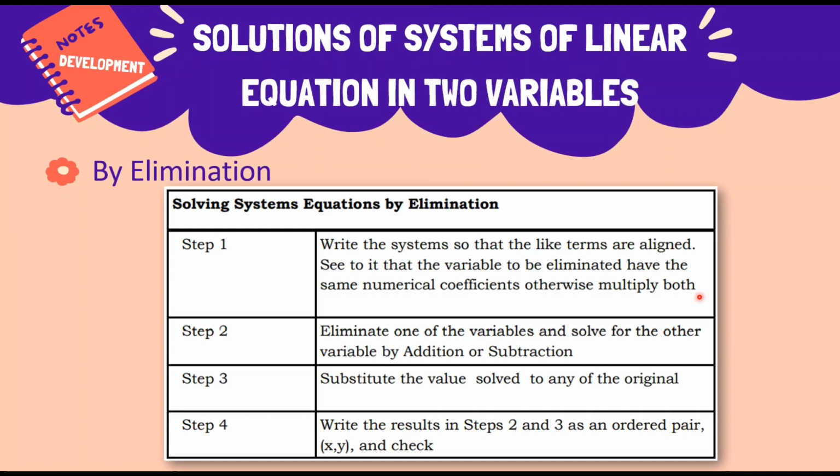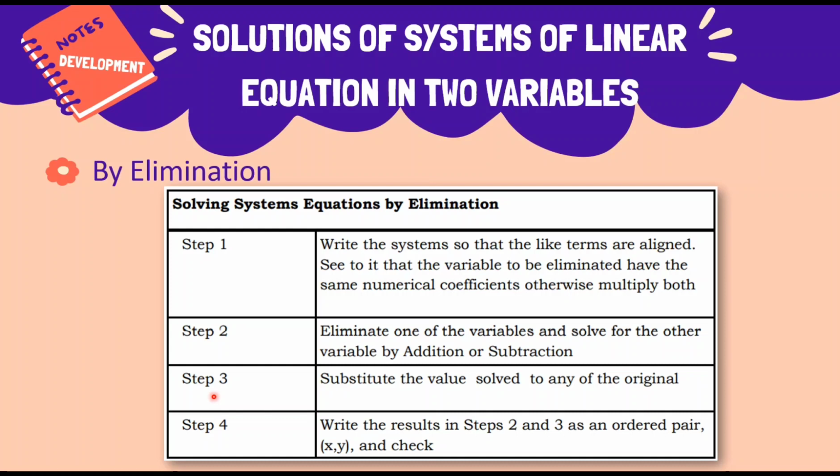So, syempre, kailangan kung mag-eliminate tayo ng variable, parehas yung numerical coefficient nila. Para kapag sinubtract natin or inadd natin, we can easily eliminate that. Or otherwise, we need to multiply both of the equation in order to have the same numerical coefficient. So, kailangan natin silang i-multiply para mapagparehas natin ang numerical coefficient. Okay, the next step. We need to eliminate one of the variables and solve for the other variable. So, that is by addition or subtraction. So, it depends on the given kung subtraction ba o addition ba ang ating gagamitin.